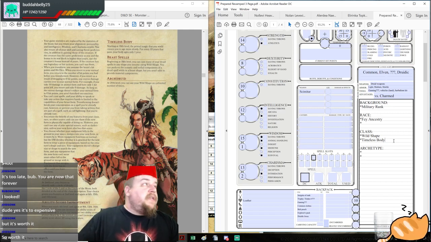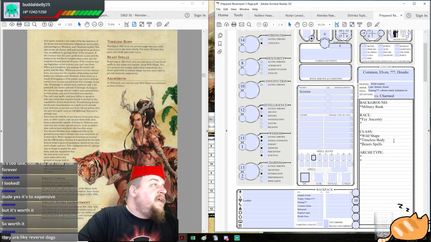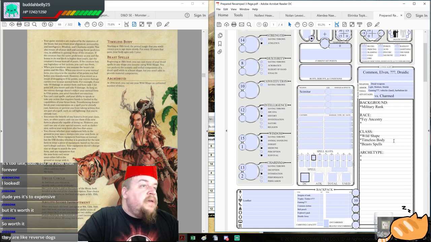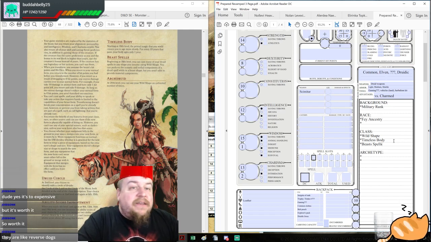We are also going to be receiving Beast Spells. You may cast many of your Druid spells in any shape using Wild Shape. You can perform the somatic and verbal components, but you don't have to provide the material. And we are just one shy of being an Archdruid. At 20th level, you can use your Wild Shape an unlimited number of times per day.